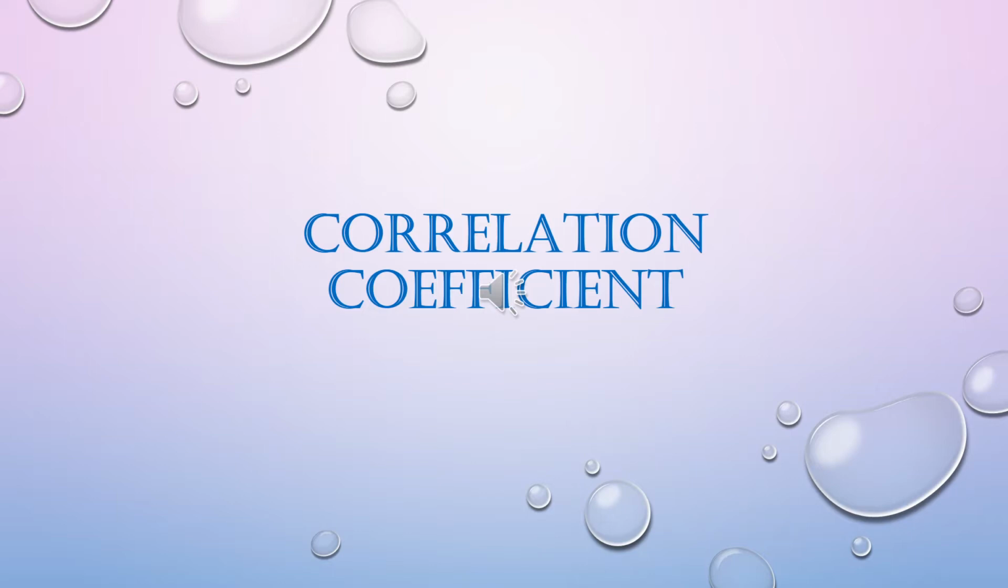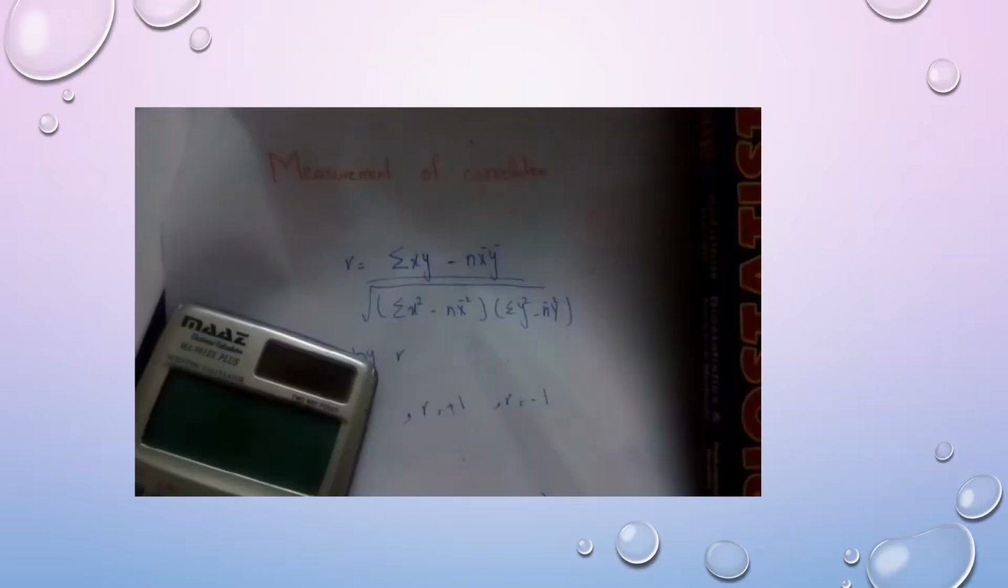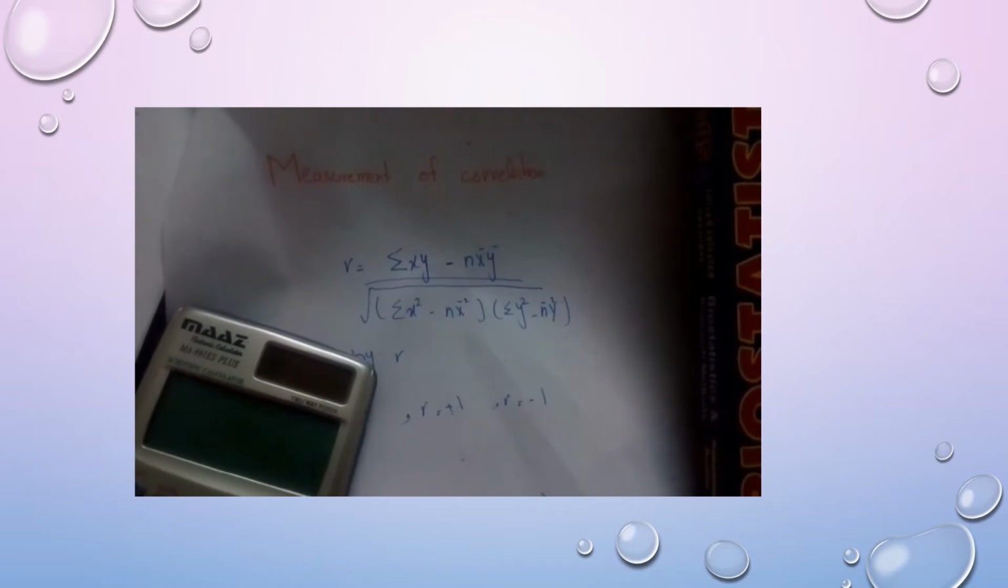What is the other name of this formula? In our previous lecture, we have discussed correlation, scatter diagram, positive correlation, negative correlation, no correlation, and some properties of correlation. Measurement of correlation. This is a formula of correlation coefficient.